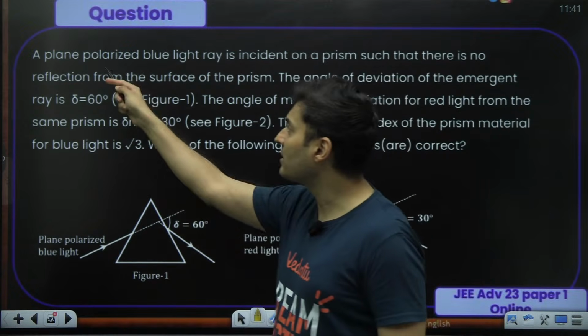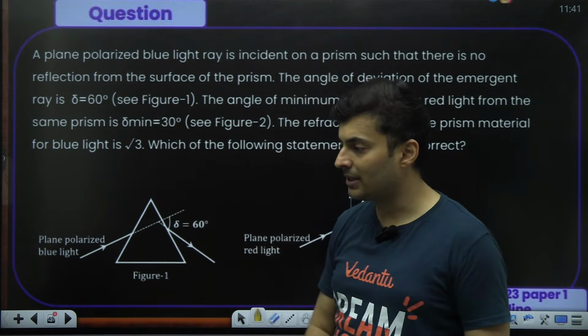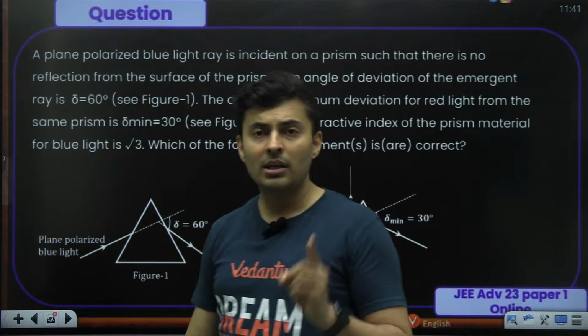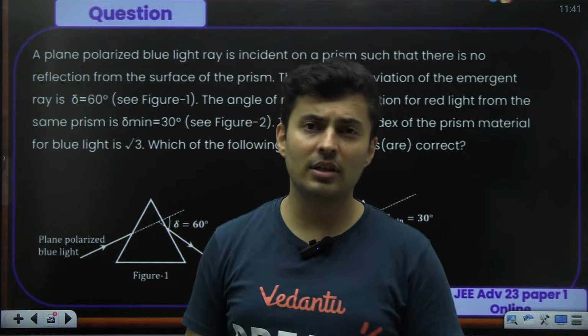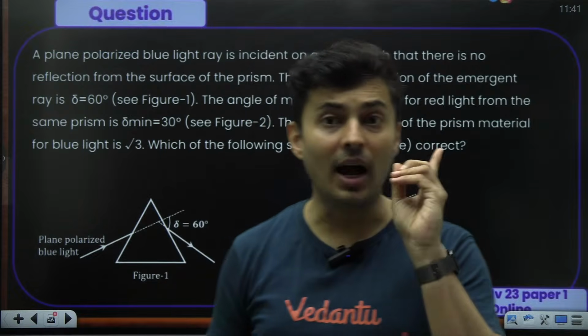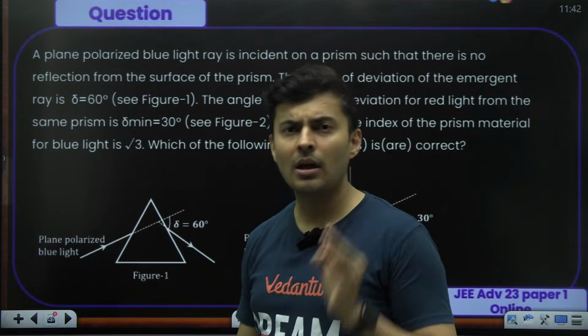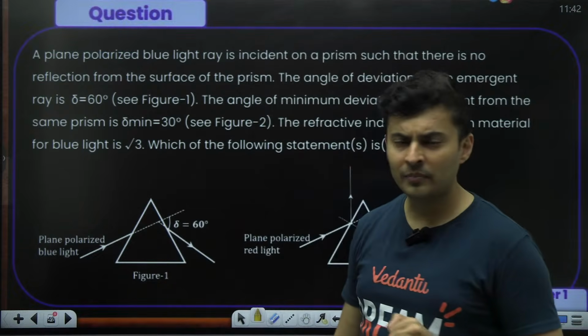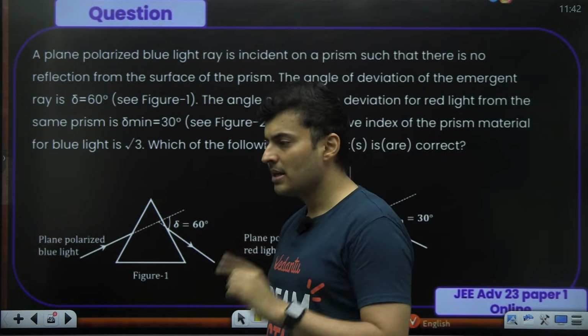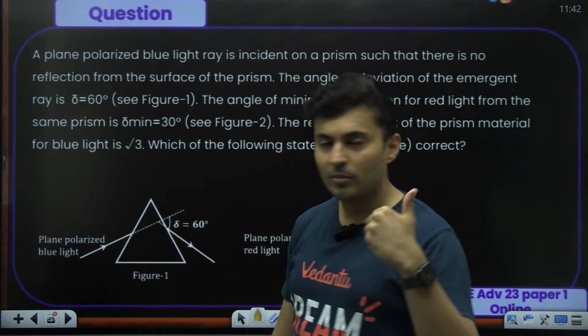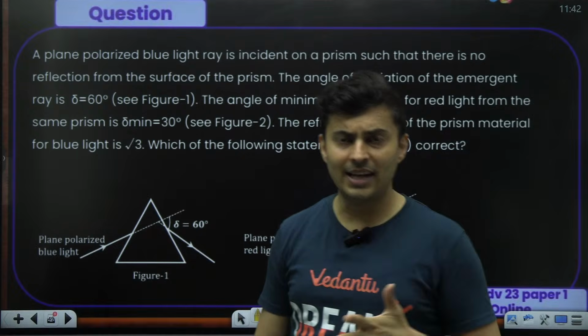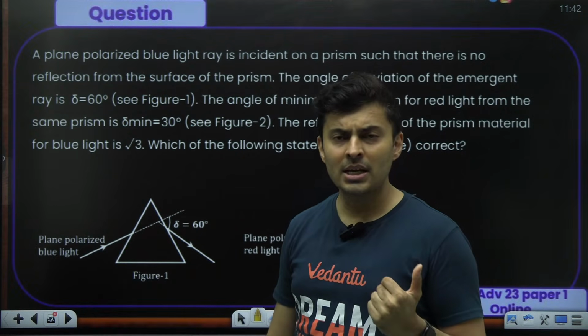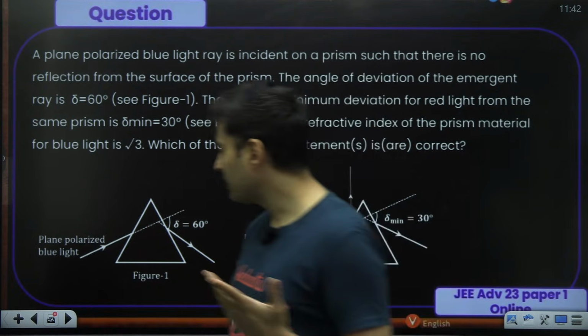Maybe the idea is somewhere over here, plane polarized light. Now, guess what? There is a law called Brewster's law, which says that if unpolarized light is falling on a refractive medium at a certain angle, then the light gets polarized, the one which is reflected. The one which is reflected gets polarized.